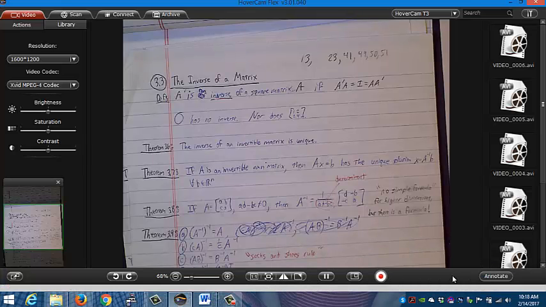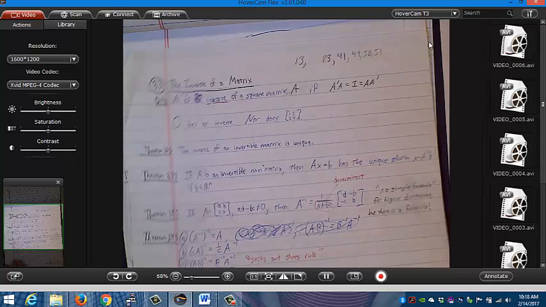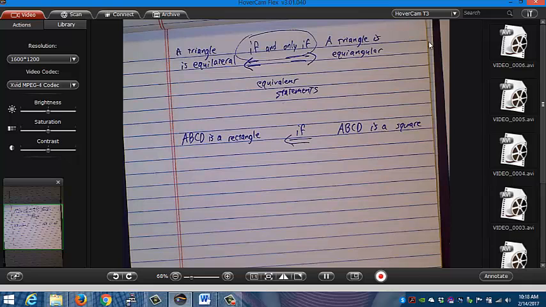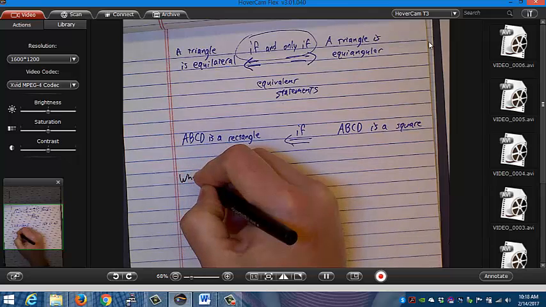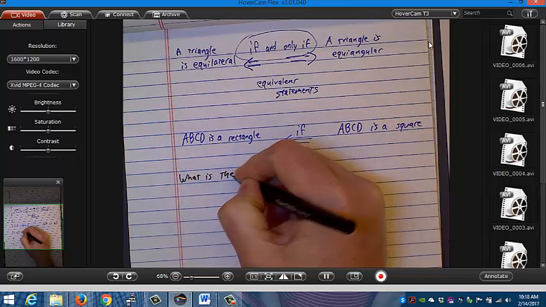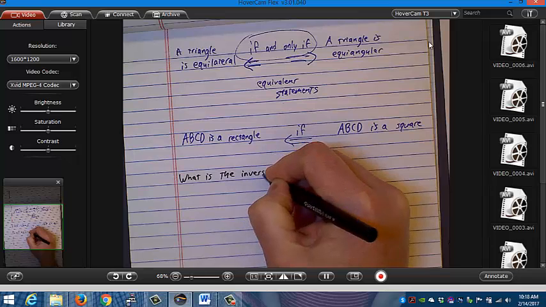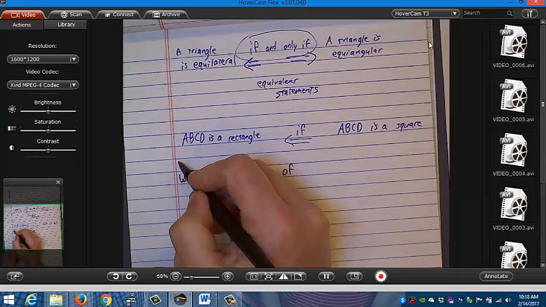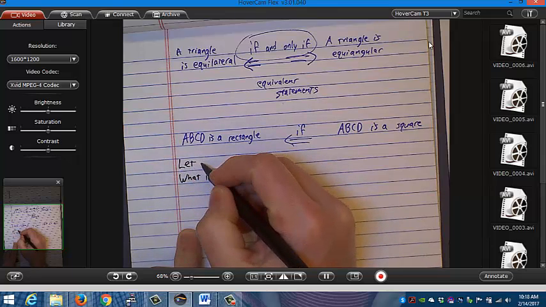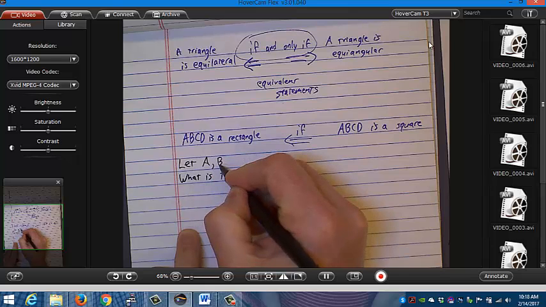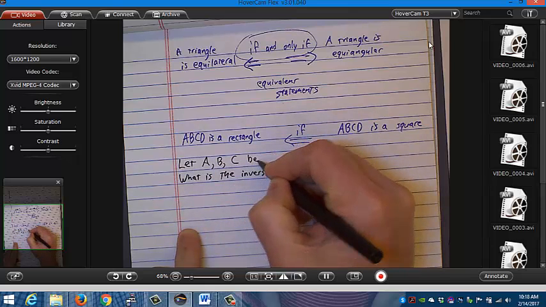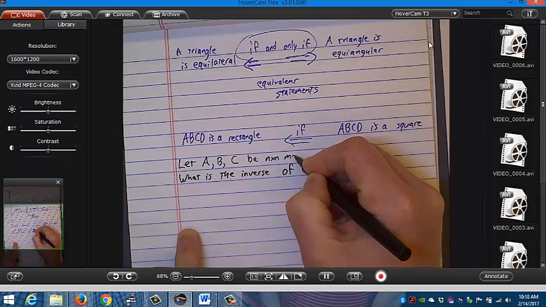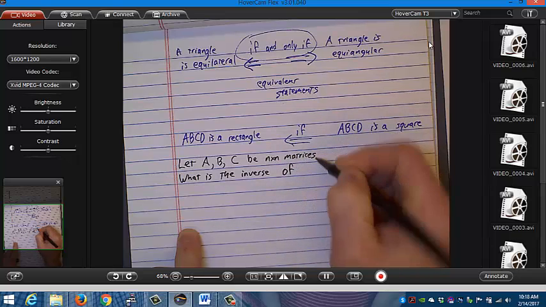So I'll tell you the very first exercise, remember when I asked you guys, do you want a proof question on the quiz? Here's the one I would have given you. Ready? Let's try this one. What is the inverse of, I better put a kind of a hypothesis first. So let's suppose, let A, B, and C be n by n matrices. Okay?